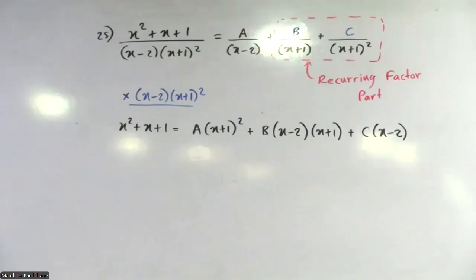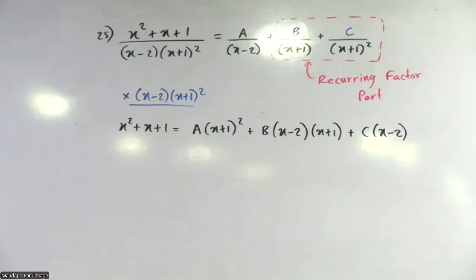When the denominator consists of a recurring factor, breaking down the rational function into partial fractions is done in the following manner.